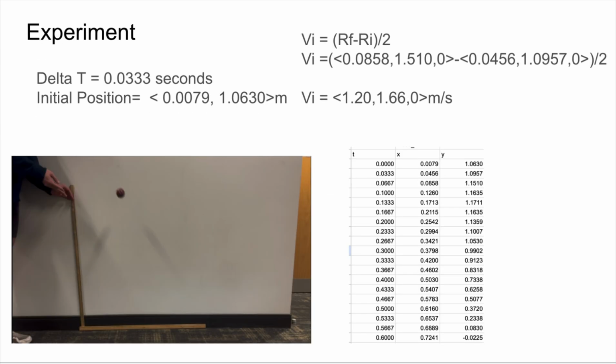In my experiment, you can see in the bottom left me throwing the cue ball and my data to the right of it. The delta t is 0.0333 seconds, and my initial position is 0.0079 in the x component and 1.063 in the y component. To get the initial velocity, I did position final minus position initial, and I got 1.20 in the x component and 1.66 in the y component, and I divided by that 2.